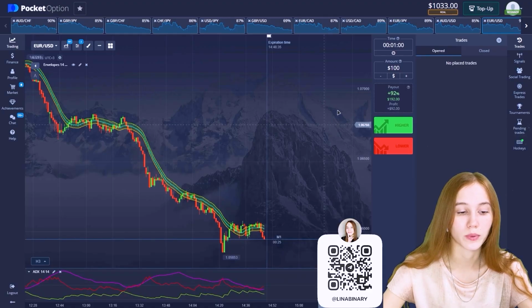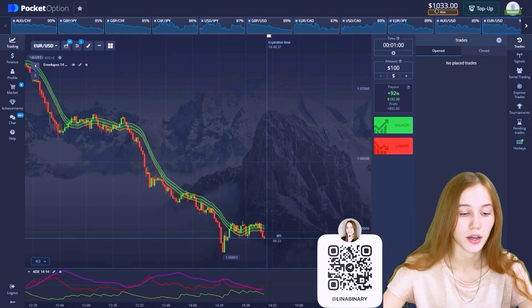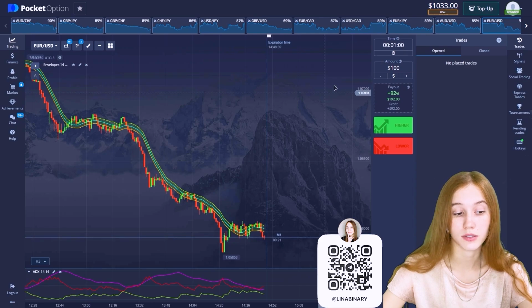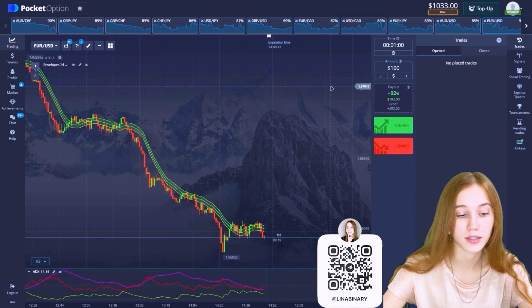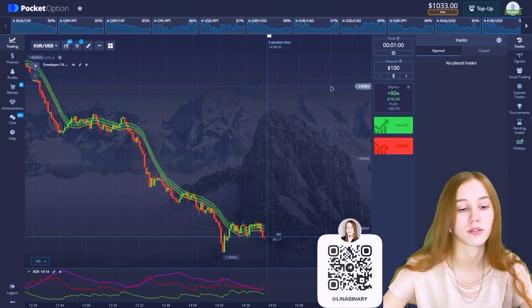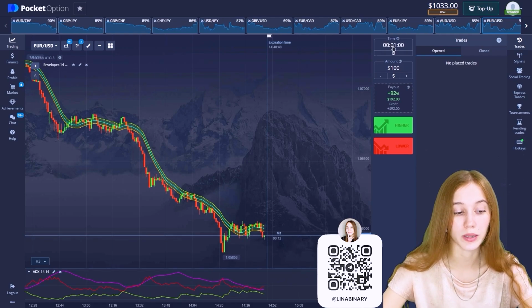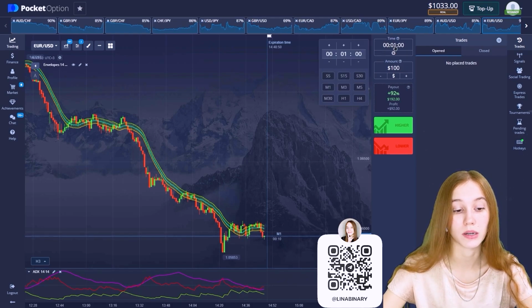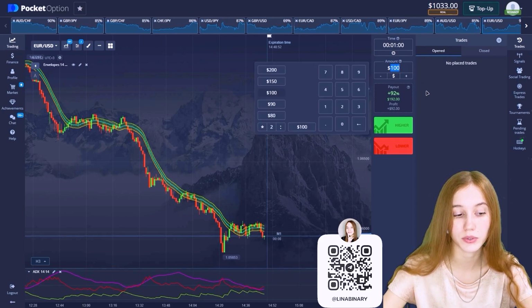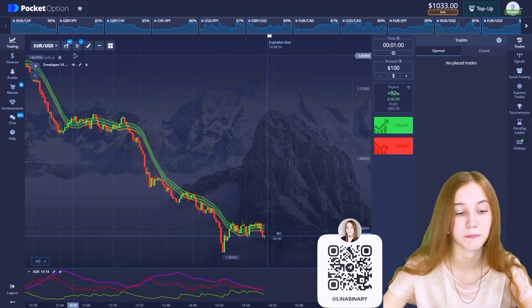Let's summarize it. We started with $100 and now it's more than $1,000. So we increased our balance almost 10 times. We traded for 1 minute and the amount of each deal is $100, and with the help of 2 indicators we traded today.